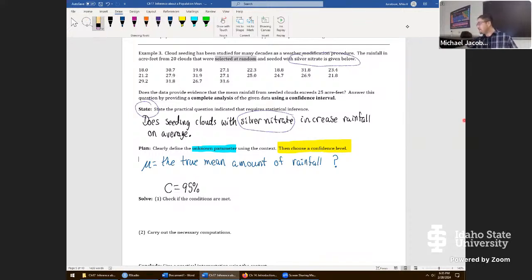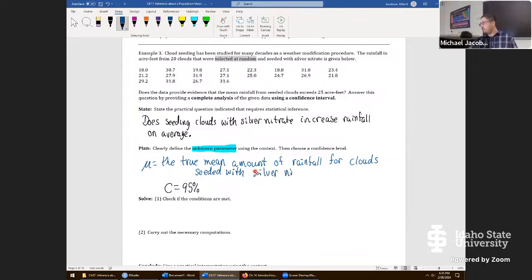So good call, folks. We've got our confidence value, and now for our complete statement for the parameter, it'll go like this. Mu is the true mean amount of rainfall for clouds. It's clouds in a particular area, but they didn't mention as much. I'll again try to keep it simple by saying for clouds seeded with silver nitrate.